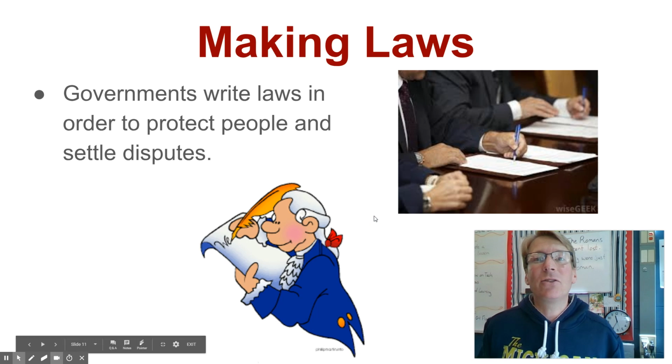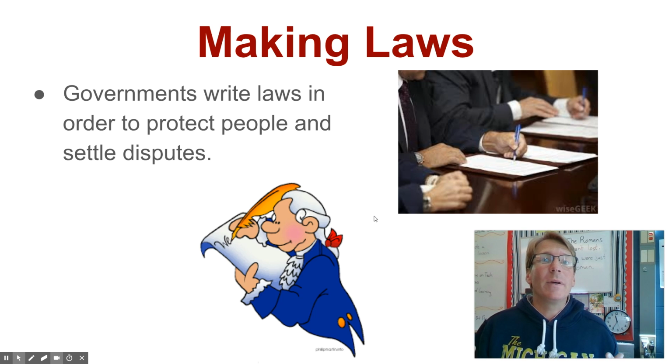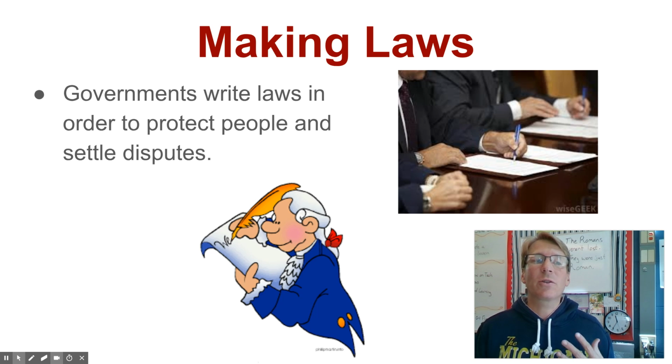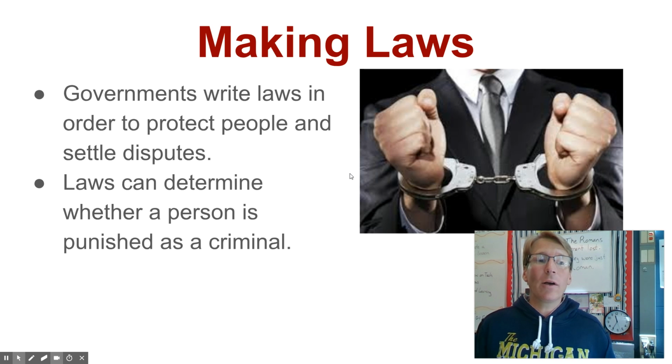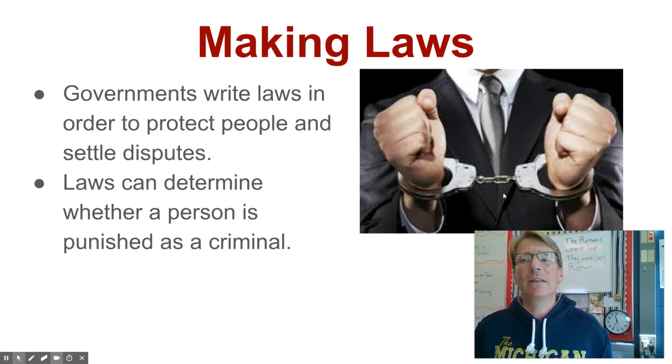The second way that our government provides service to us is by making laws. The governments write laws in order to protect people and in order to settle disputes. Laws are intended to help determine whether a person should be punished as a criminal. If you conduct criminal activities, chances are you're going to be locked up. Don't be a criminal. Bad thing.